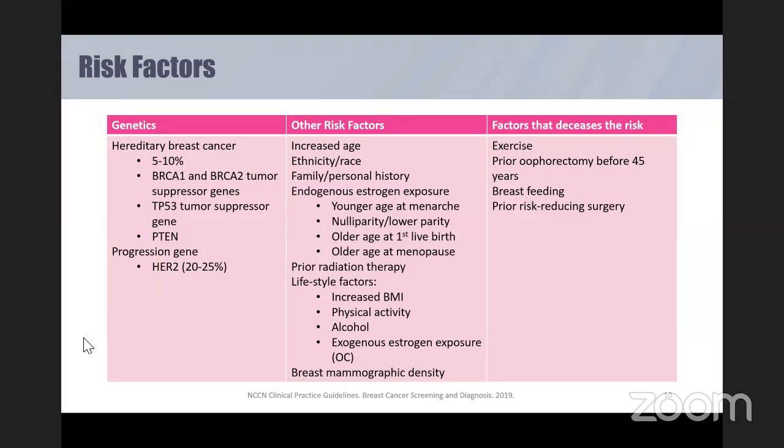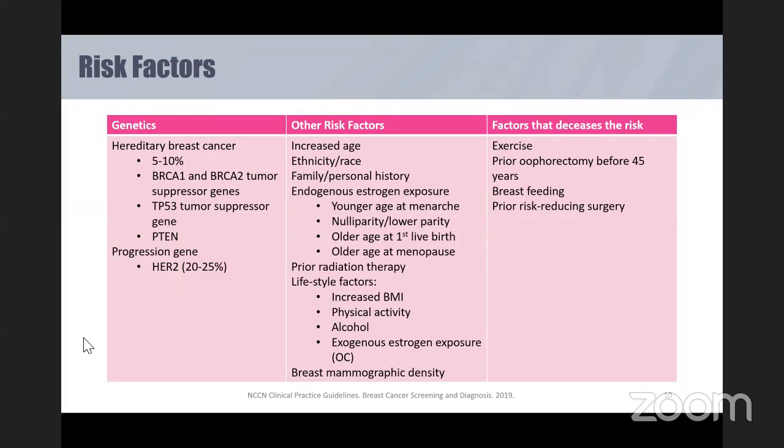The risk factors are increased age, ethnicity, race, and family history, of course, characteristic relative or personal history. For example, if a female had breast cancer before in one breast, then the chance that she gets a contralateral breast cancer is higher.